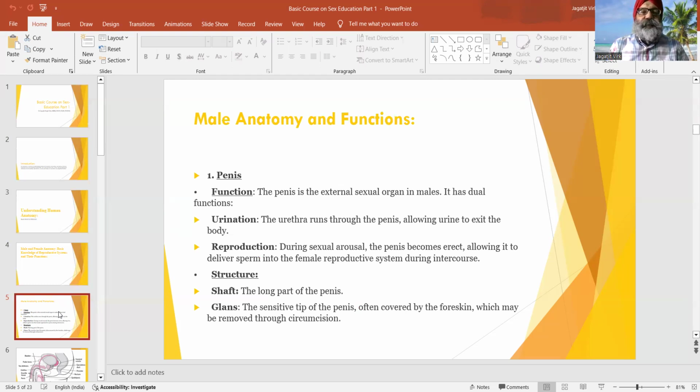Structure. It contains a shaft. The long part of the penis is called shaft. Glans, the sensitive tip of the penis, often covered by the foreskin, which may be removed through circumcision, mainly in our Muslim brothers.